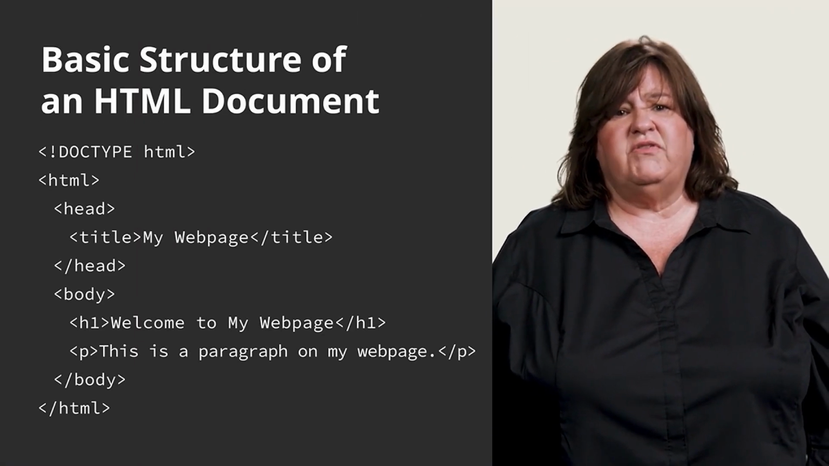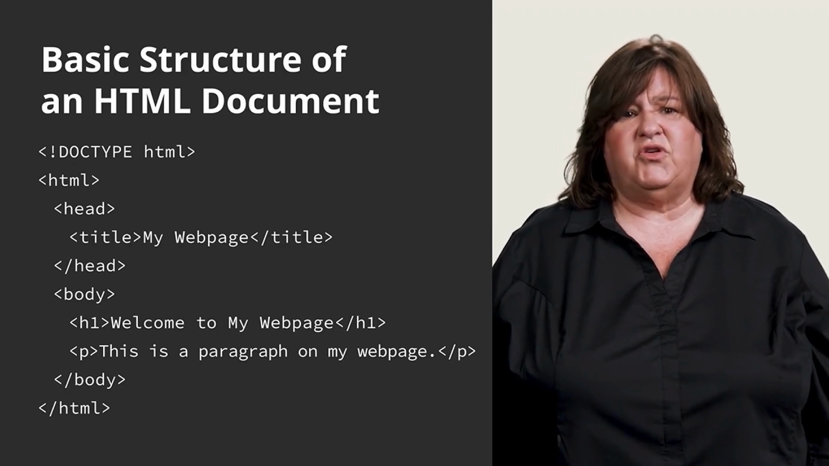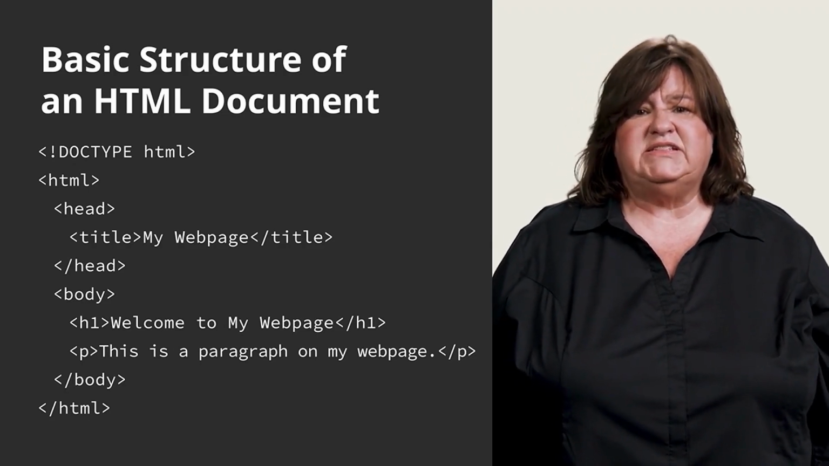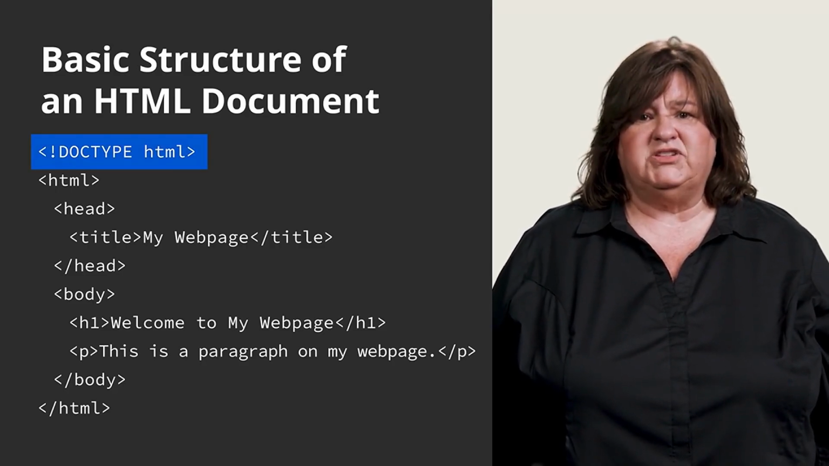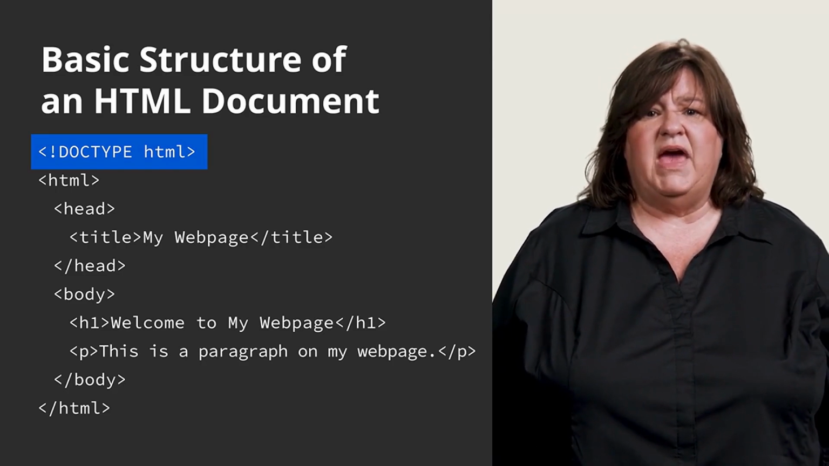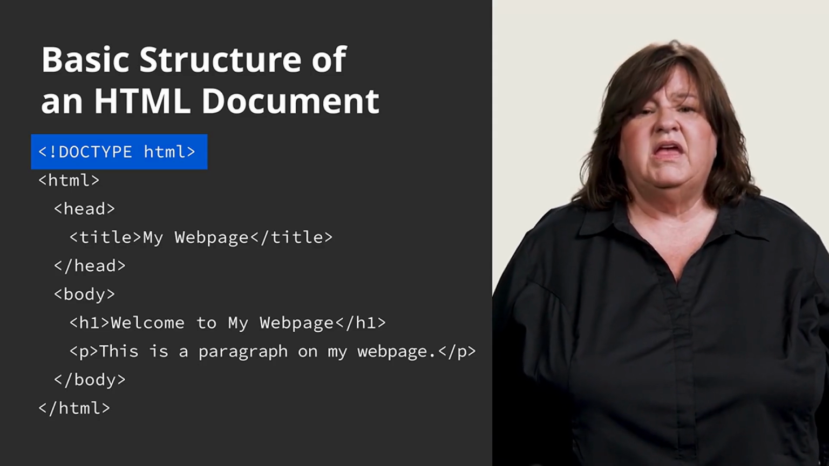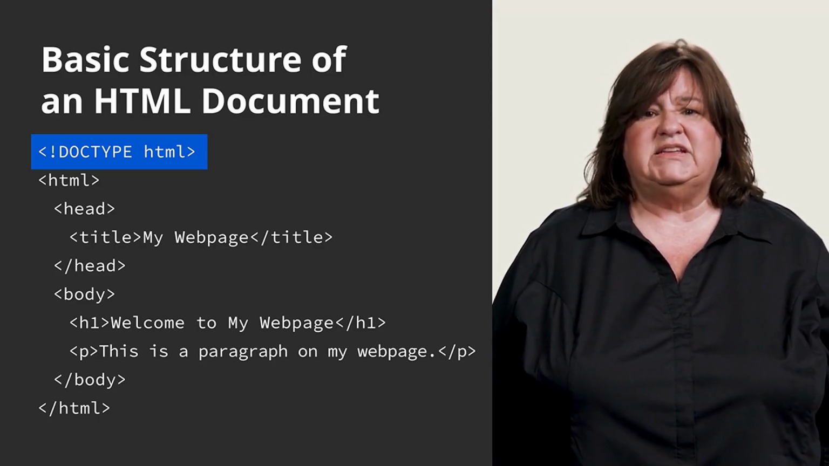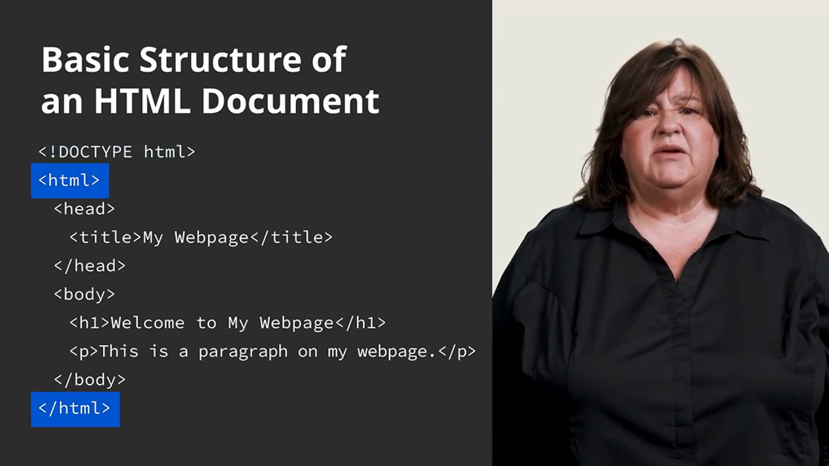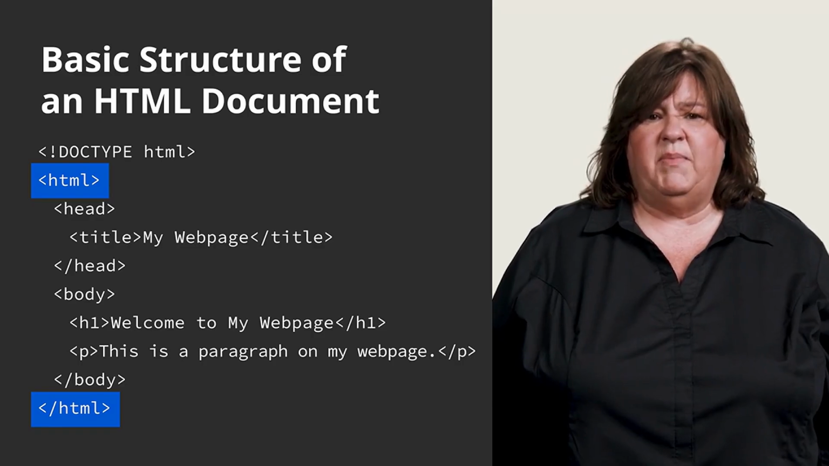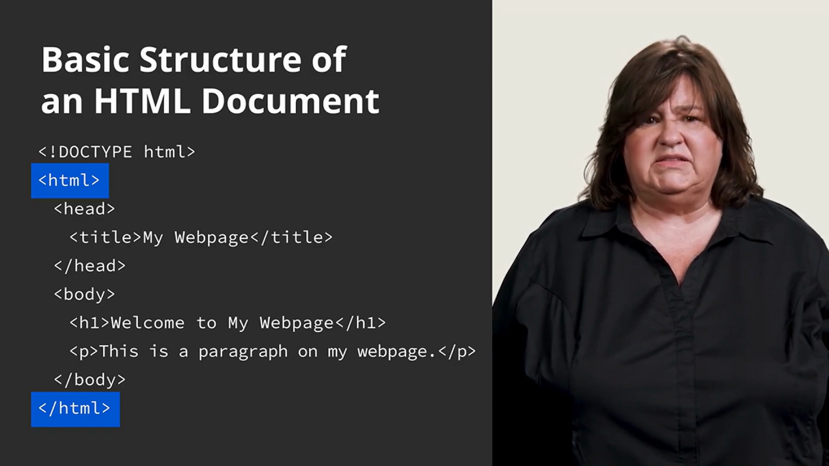Understanding the basic structure of an HTML document is essential for creating web pages. Here is a simple template. The doctype HTML declaration defines the document type as a version of HTML. It tells the browser that this is an HTML5 document. The HTML element is the root element of the page, containing all other elements.